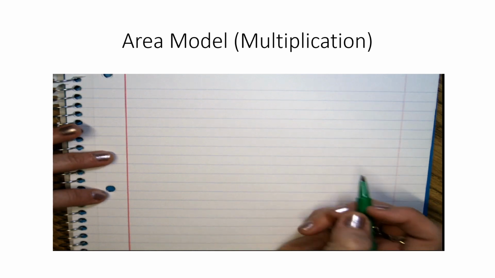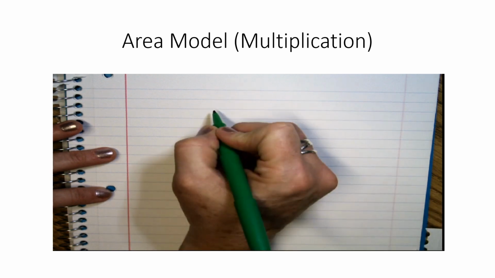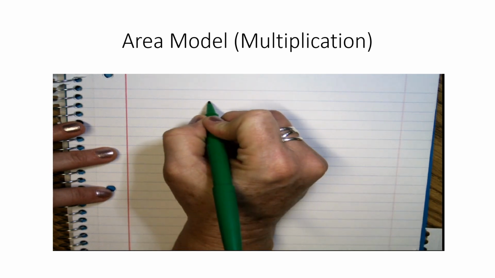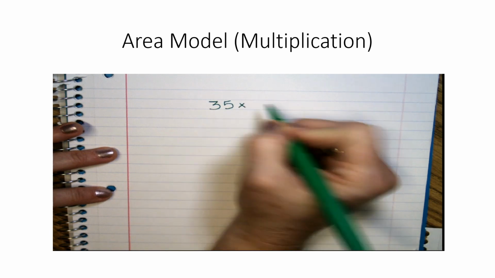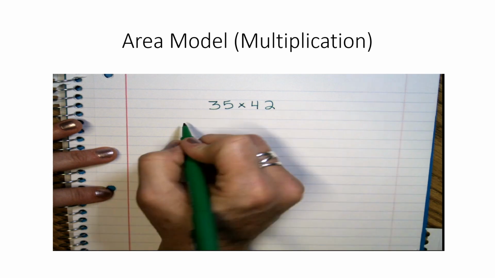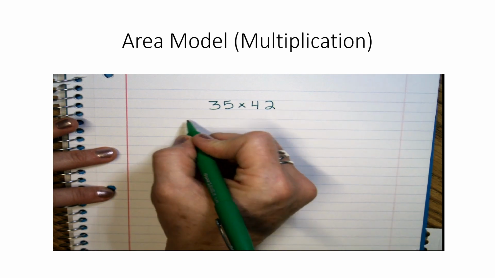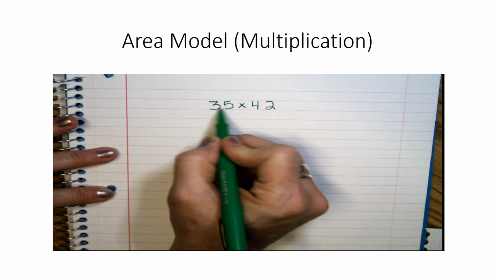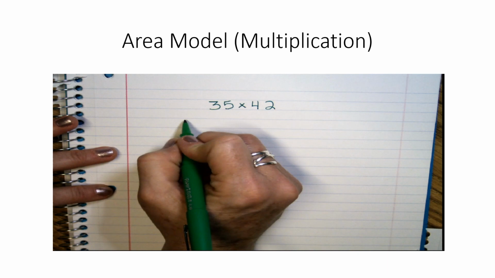Today we're going to be learning about the area model and the distributive property. If we're going to do a multiplication problem, there are a couple of other methods that we can try other than the algorithm. One of those ways is using the distributive property. The way we do that is we take the first number and we break it into expanded form.